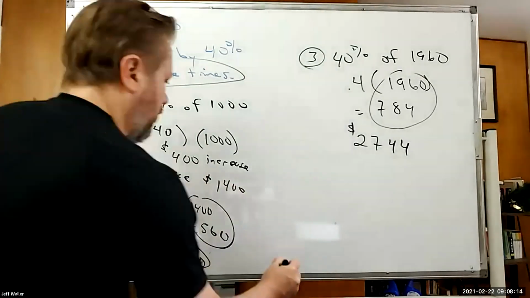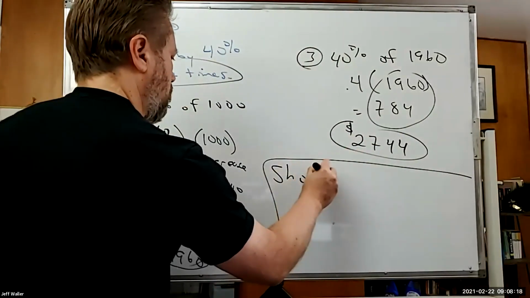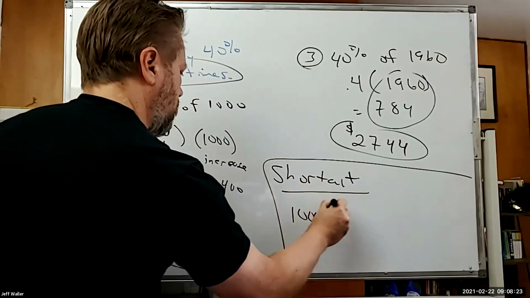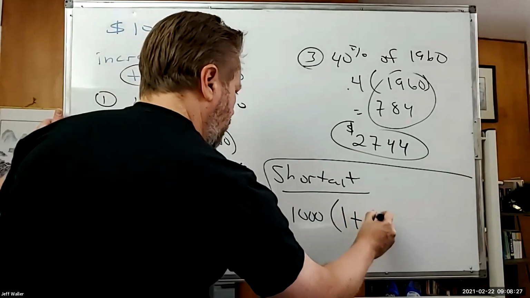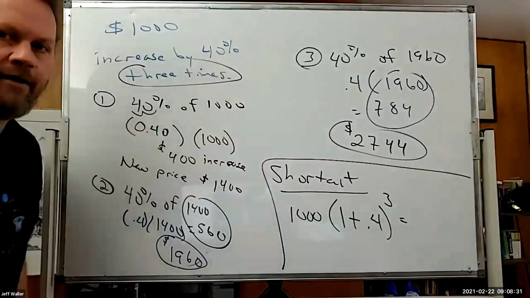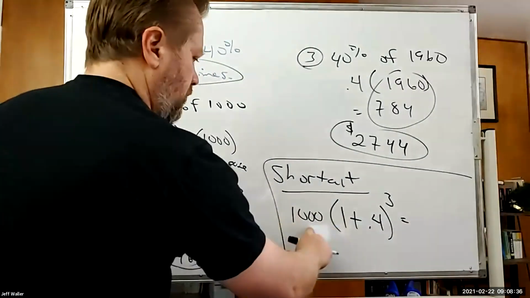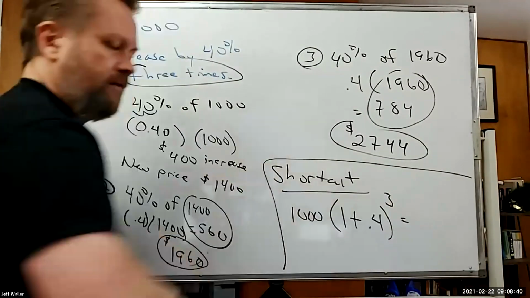So here's the shortcut. If I want to take $1,000 and increase it by 40%, and I want to do it 3 times, that is all I have to put into the calculator. That is a shortcut. I take one of these, add 40% of it 3 times.